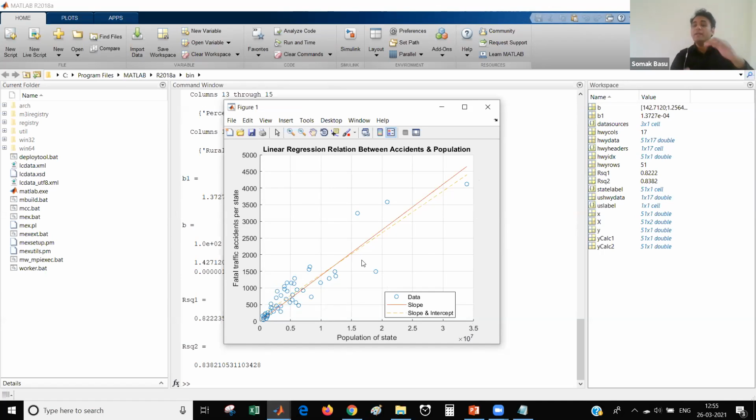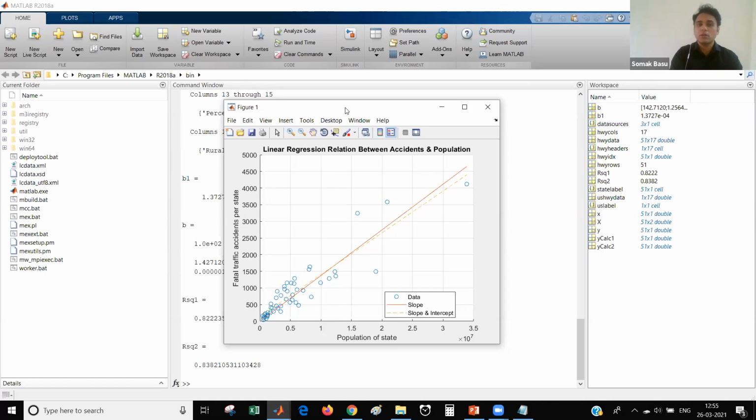Now we are trying to find a linear relationship between the population of the state and the accidents, and we have used two models over here, two linear regression models. One has only the slope and one has the slope plus intercept. The one which has the slope itself is y is equal to mx.